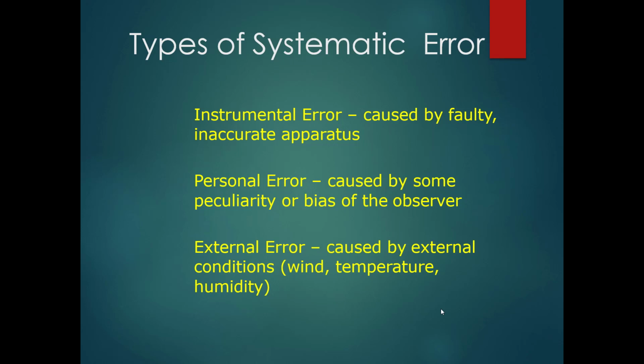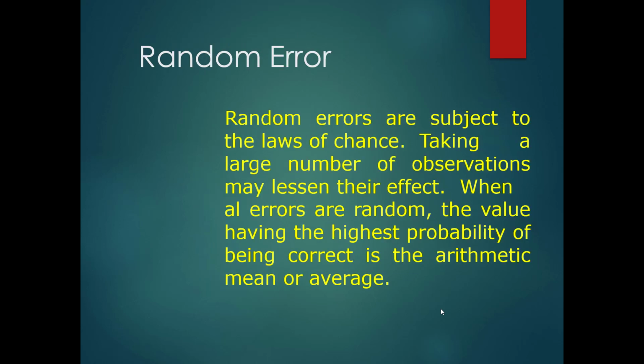I am repeating again and again that systematic errors can be rectified, but random errors cannot be rectified. Instrumental error can be rectified. Personal error by a good observer can be rectified. And if there is an external error, as I gave you the example of barometric pressure, it can also be rectified. Next we have random errors. Random errors are subject to the laws of chance. So depending upon the observations, depending upon the probability, you cannot rectify this kind of errors.